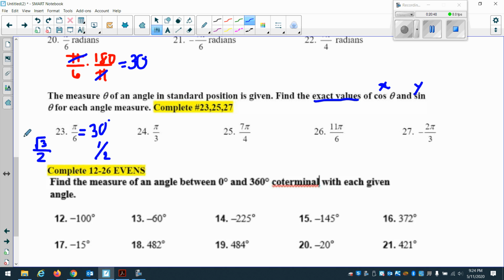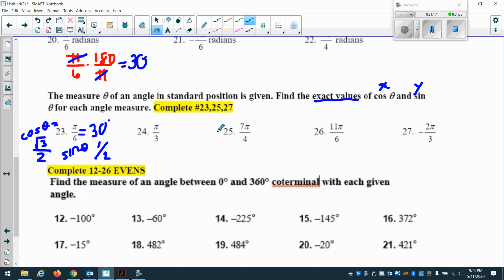Okay, so this is your cosine, and there's not a lot of room for me to write this, but I'm gonna make do. Sine is 1/2. So the cosine of pi over 6 is root 3 over 2. Sine of pi over 6 is 1/2. So now for 25, we're looking for the sine and cosine of 7 pi over 4.